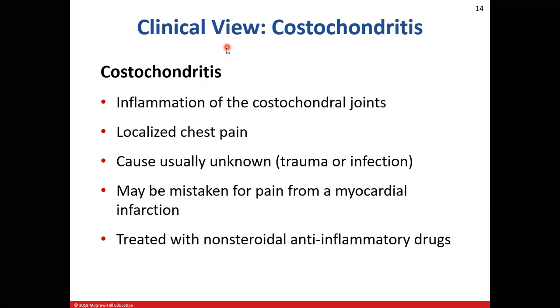Let me go ahead and pull this up. So we have inflammation of the rib cartilages or the joints themselves. So we have inflammation of the costochondral joints. And so what we're going to typically see is some type of localized chest pain on the anterior component of the chest. The cause usually is unknown. It typically is some sort of trauma, but can be some sort of infection as well.